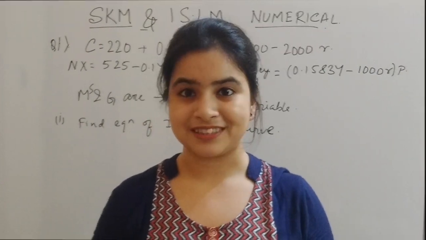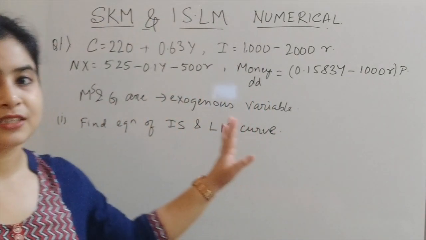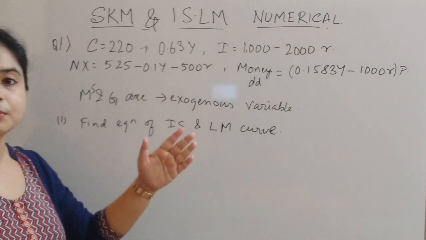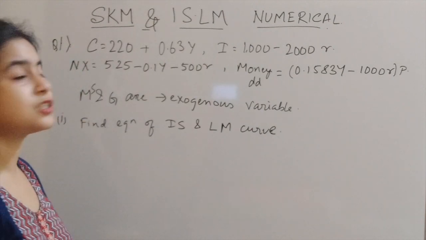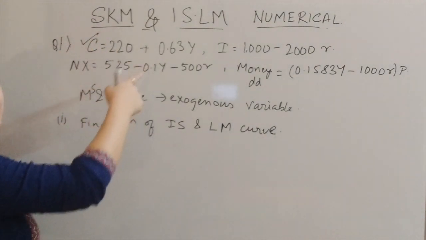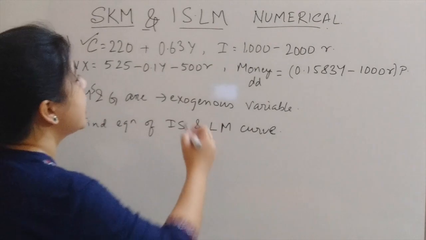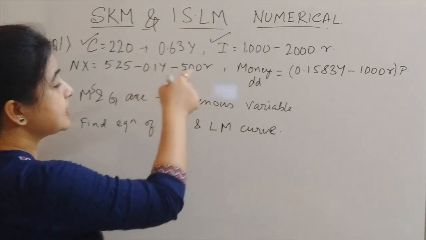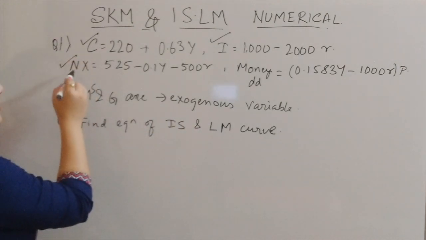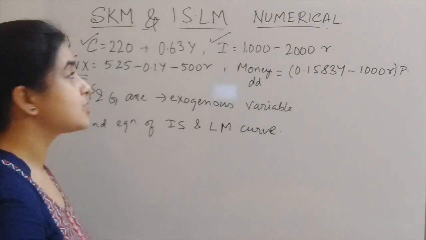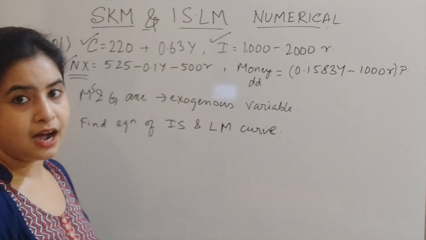Keep watching. So starting with a very easy question from the ISLM, the question you can see is written on the board. I'm going to read it out for you. The question has given us C, which stands for the consumption function. So the equation of the consumption function has been provided to us, that is 220 plus 0.63y. I stands for the investment, and that is equal to 1000 minus 200 R. NX implies net exports, and that is 525 minus 0.1y minus 500 R.